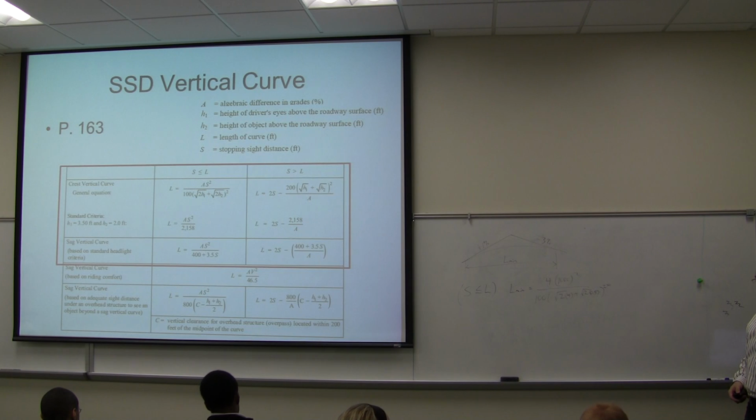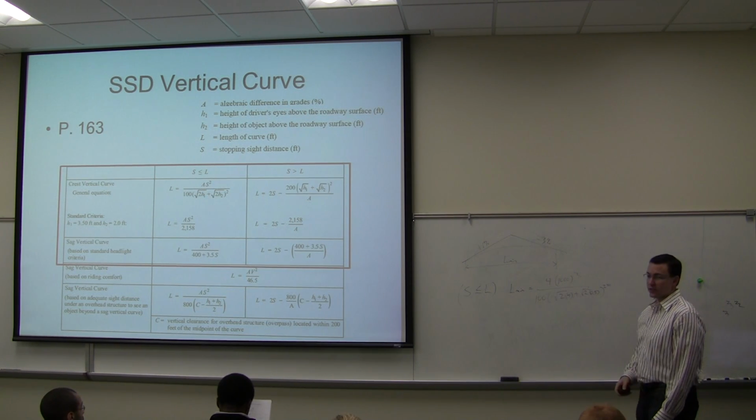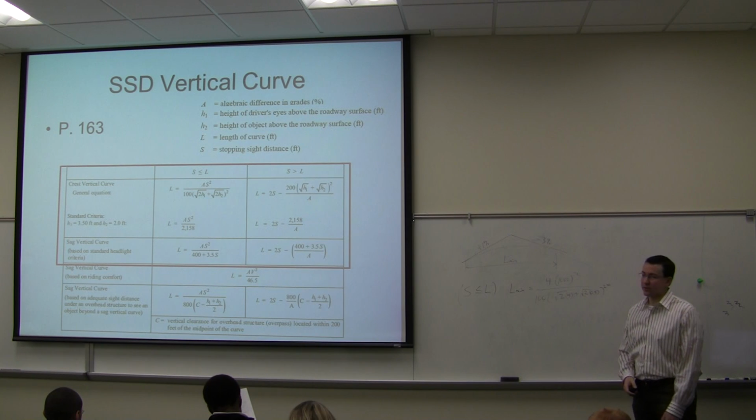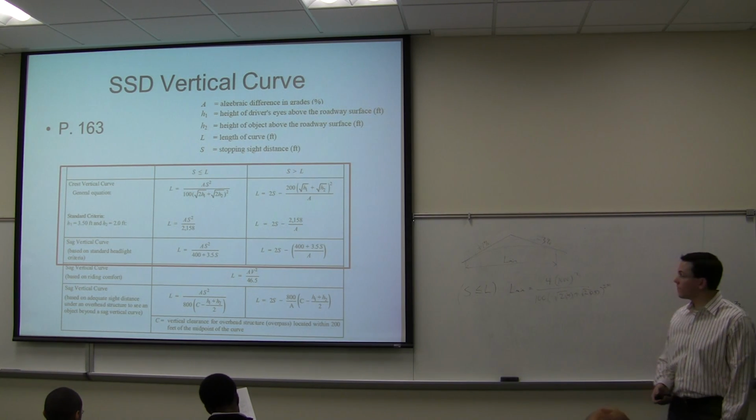You can ask a question. I did, you didn't look back. You didn't say it loud enough because I didn't know you asked the question. 0.5 feet, so 6 inches, not 6 feet. So H2 is the object height of 6 inches, so it needs to be in feet.